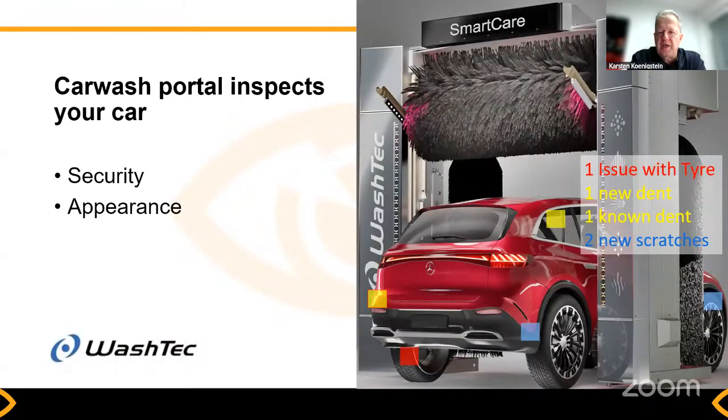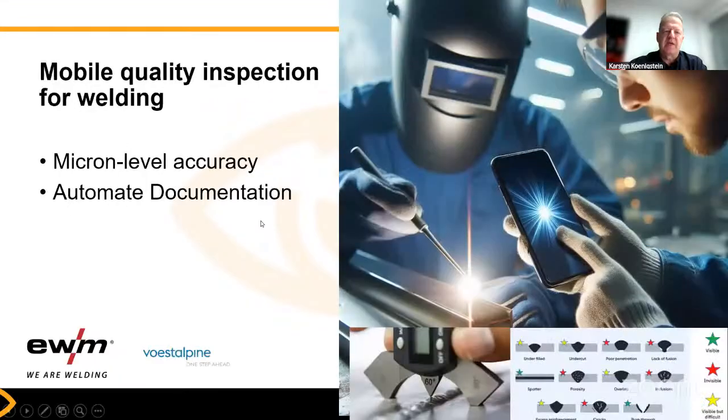We are doing also other things. We are working with WashTag to make your wash portal analyze your car after it has been washed. So it will find issues with tires, new dents, known dents, and new scratches, just by analyzing your car with mobile devices built into the site. So when the portal runs over your car, it shows what it sees. There are many, many more examples.